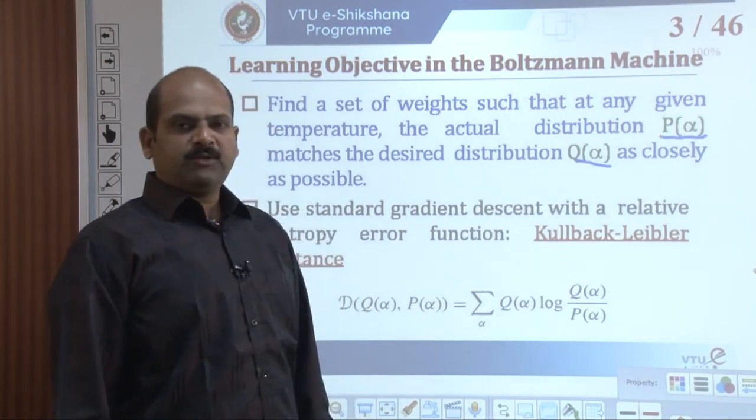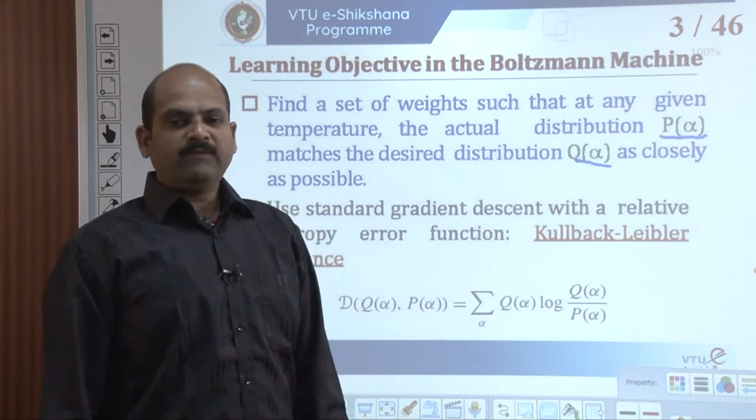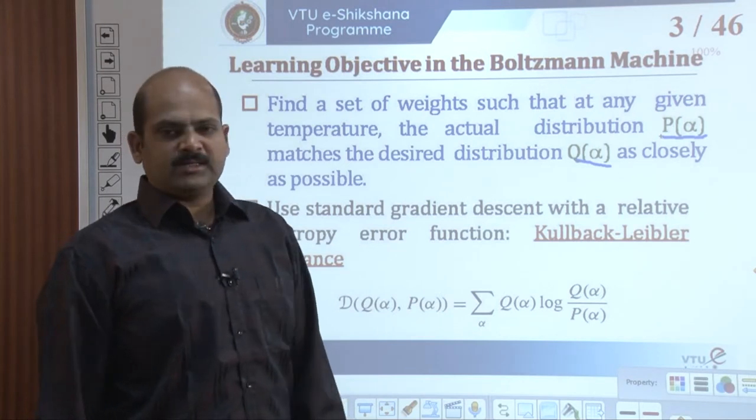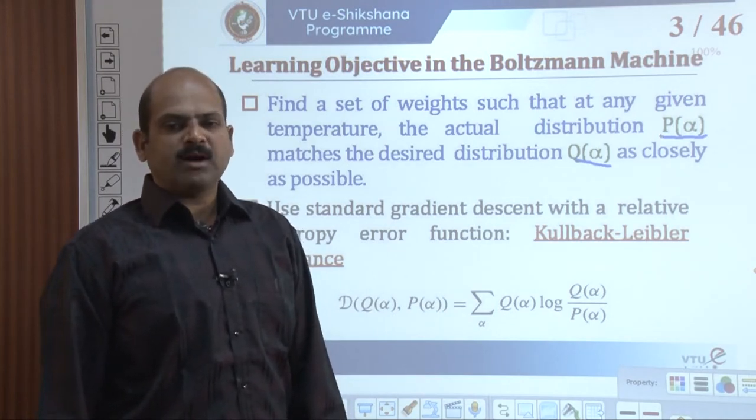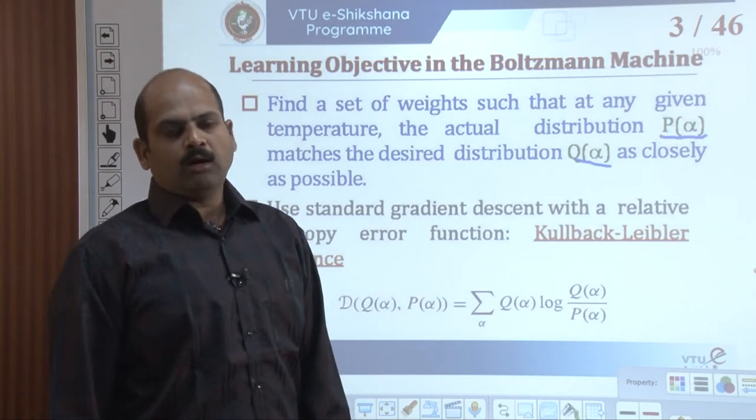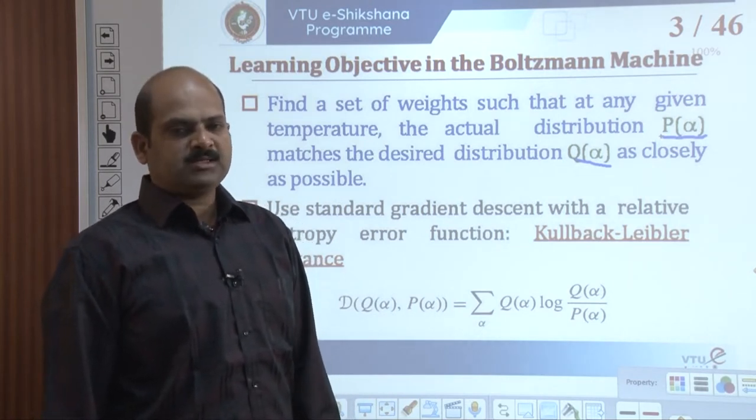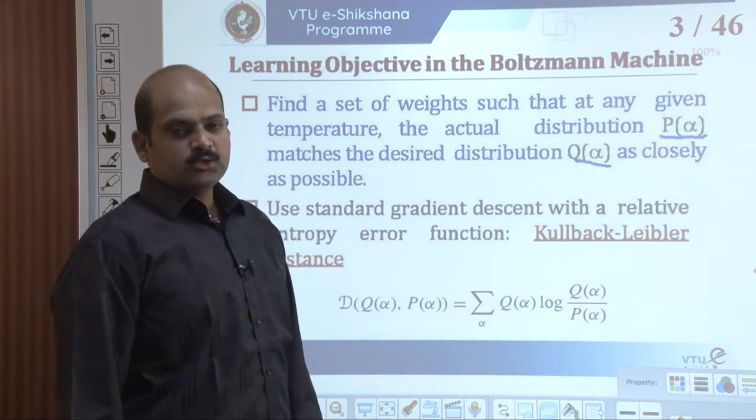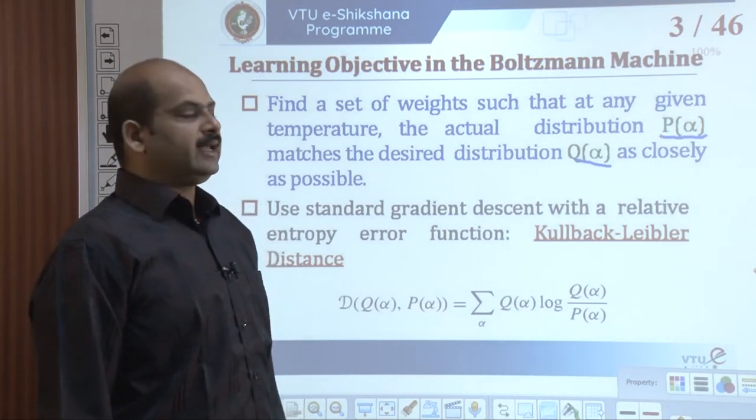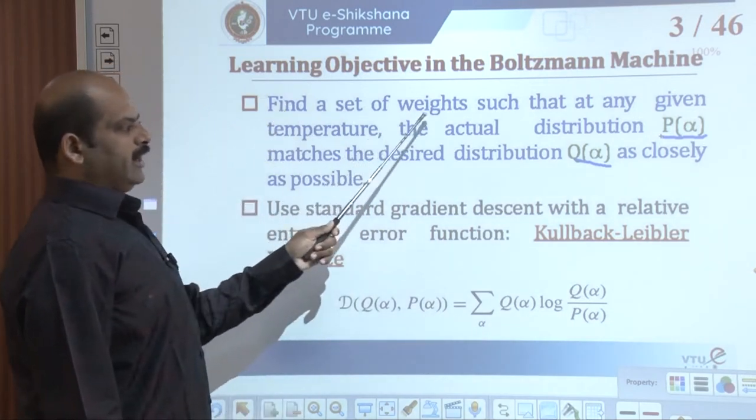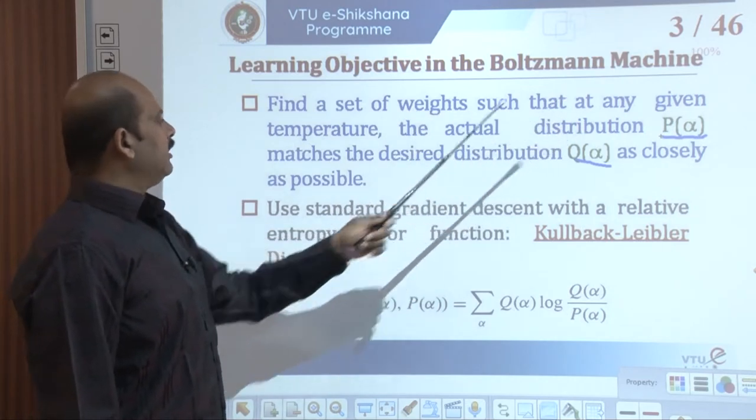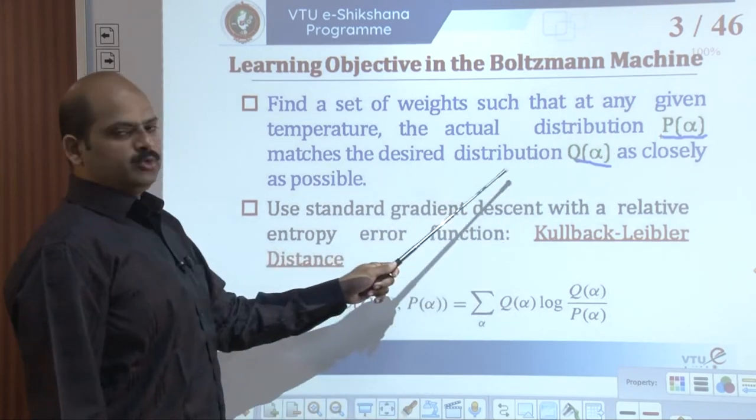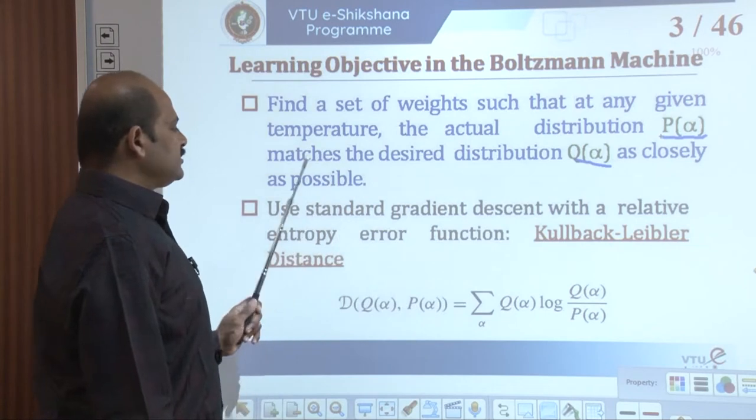In the derivation of this Boltzmann learning rule, we will make use of the fact that the probability of a visible configuration alpha is the sum of the joint probability over all the possible hidden configurations beta. Hence, we derive an expression for that. The task is finding a set of weights such that at any given temperature, the actual distribution P of alpha matches the desired distribution Q of alpha as closely as possible.